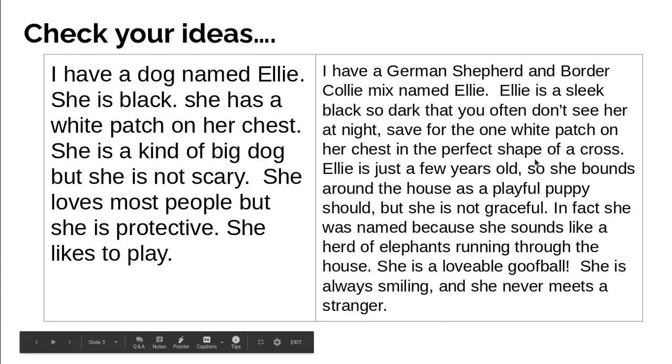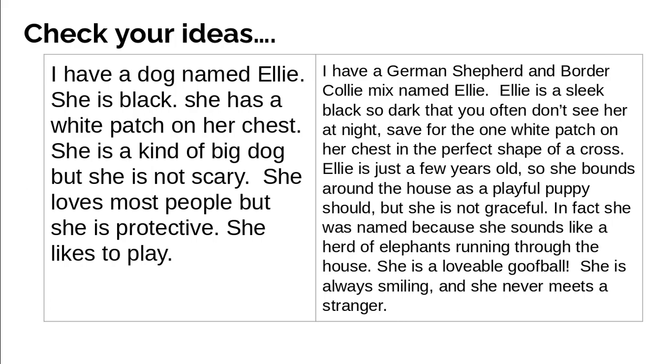Contrary to that is the same type of thing that's going to give you more detail, but also includes things like figurative language to help really paint that picture and compare things for you. So it says, I have a German Shepherd and Border Collie mix named Ellie. Ellie is a sleek black, so dark that you often don't see her at night, save for the one white patch on her chest in the perfect shape of a cross.